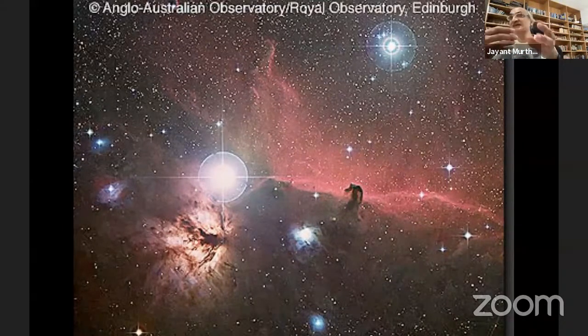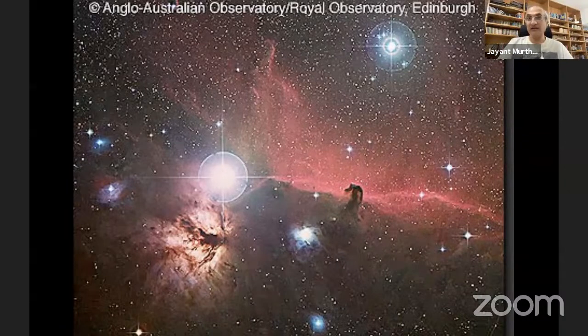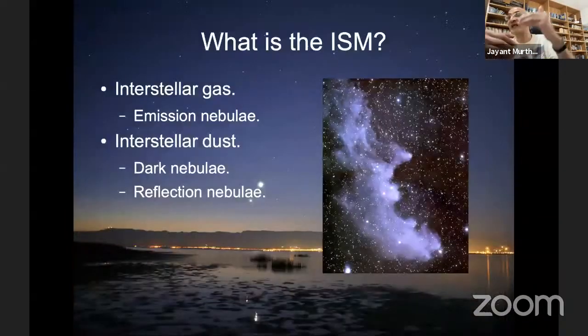A reflection nebula you'll see because it's brighter than the surroundings. Now, if the surroundings are really bright, then it's the same thing, absorption lines, emission lines. It depends on what the background is. All right, so a reflection nebula is when you see scattered light. Absorption nebula is when you're blocking the light from more distant stars.